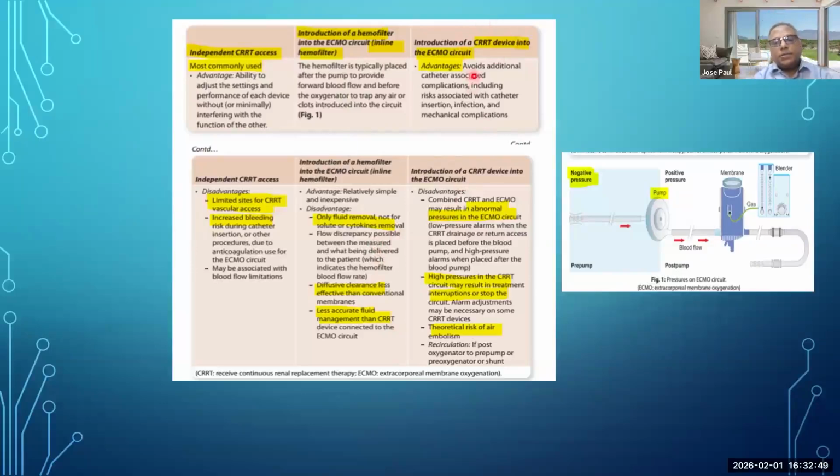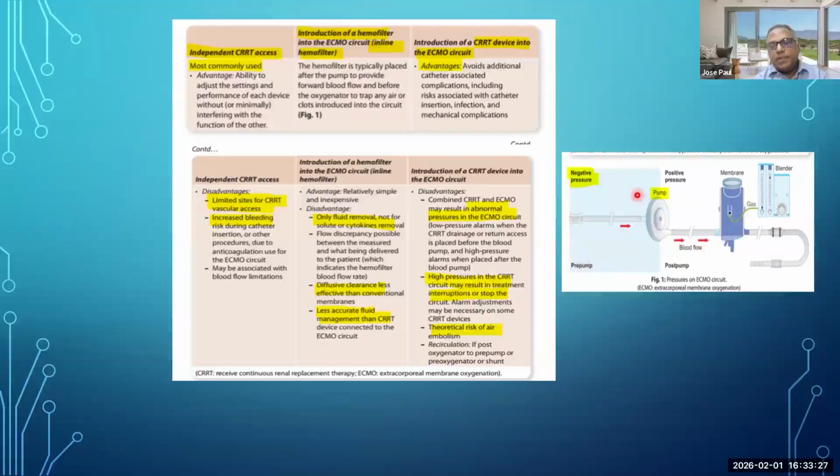Now the most commonly used procedure is introduction of a CRRT device into the ECMO circuit. Again, the main advantage is that it avoids additional catheter-related complications, including risk with catheter insertion, infection, and mechanical complications. But the main problem is with the pressures. This is an ECMO circuit. The blood is taken from the patient's body. It first goes into the centrifugal pump, and from the pump it goes into the artificial lung or the membrane oxygenator. It gets oxygenated, then it returns back into the patient's body.